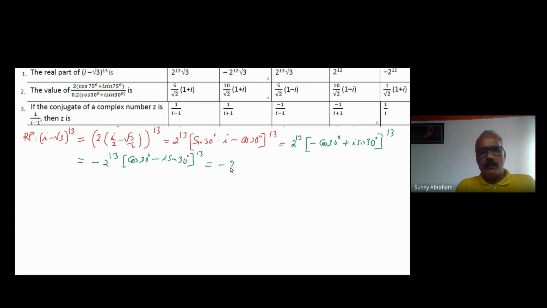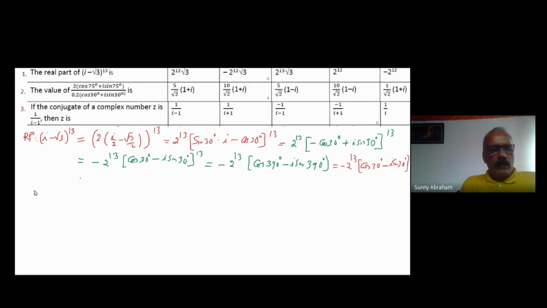That is minus 2 raised to 13 into cos of 13 into 30, that is 390 degree, minus iota sine of 390 degree. What is 390 degree? It is 360 plus 30, first quadrant. So this is equal to minus 2 raised to 13 into (cos of 30 degree minus iota sine of 30 degree).